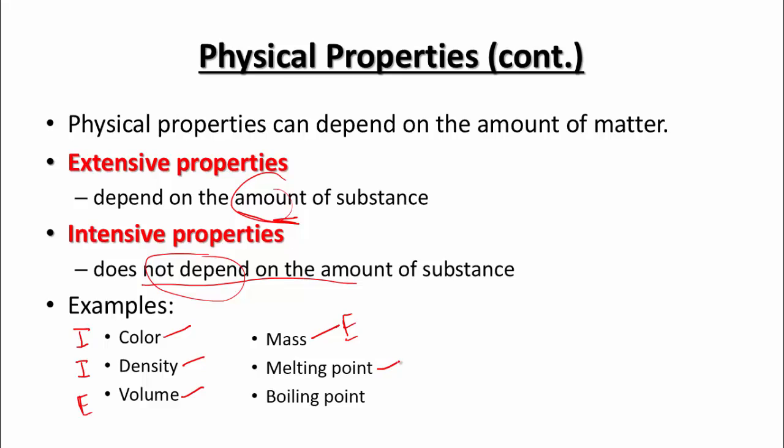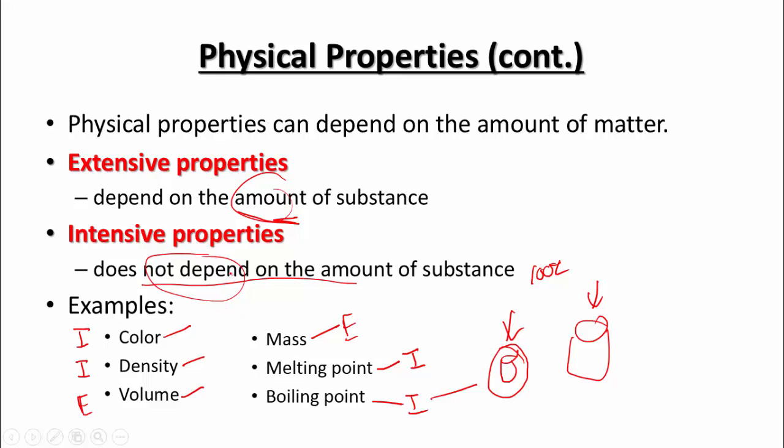Melting point. Does it matter if you have a cup of water or a gallon of water? Will it melt or freeze at a different temperature? And the answer is no. So that's an intensive property. And same with boiling. That's intensive. Good example here, if you have a cup of water or a gallon of water, the cup will boil first before the gallon because it takes less energy to heat up that small amount of water, but they will both boil at 100 degrees Celsius.